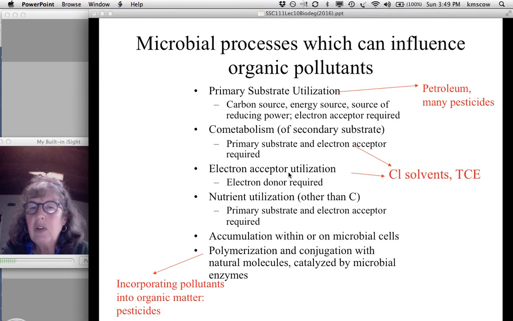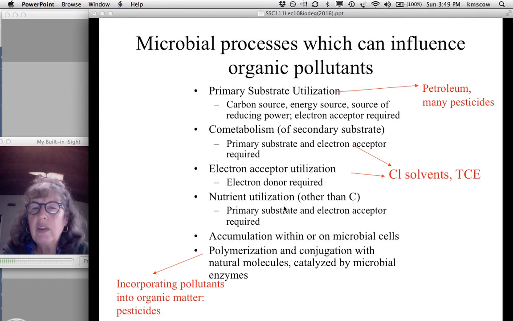Electron acceptor utilization, that's another way microbes use organic pollutants. We know in the lab we looked at perchlorate, which is not an organic pollutant, but that is used as an electron acceptor. But there are also other organic contaminants that can be used as an electron acceptor, thus needing a donor. And trichloroethylene is also an example of that.